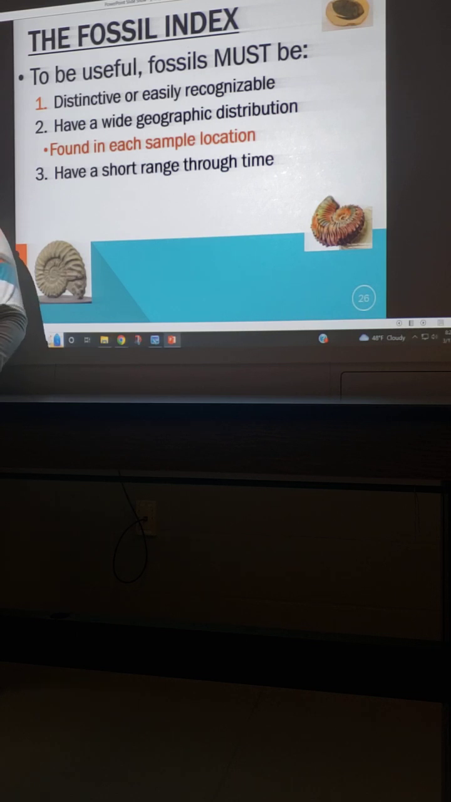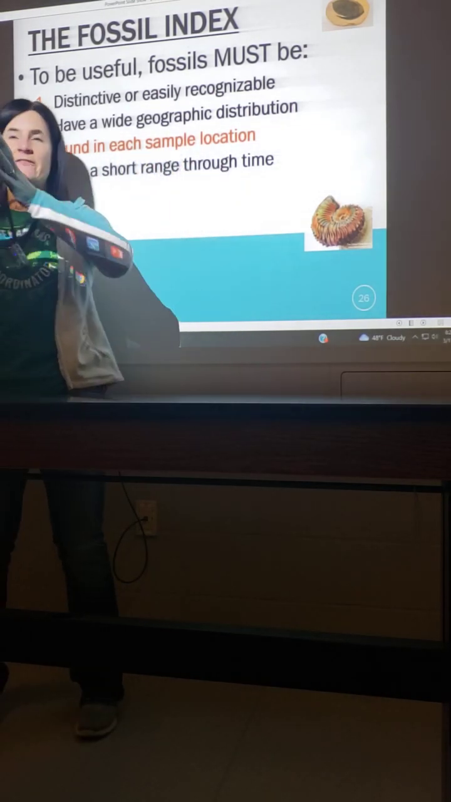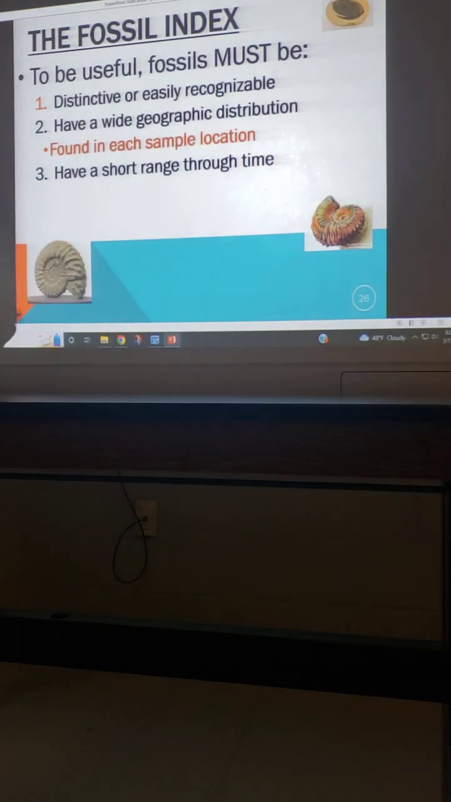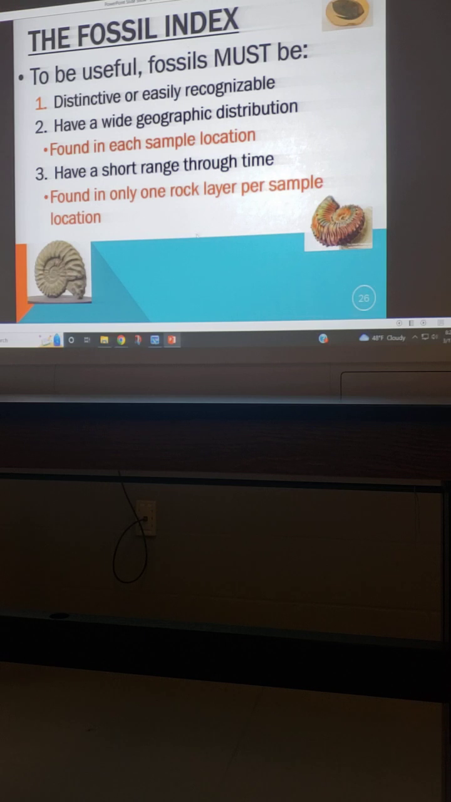And as we start looking at this, it will make sense, right? So it has to be easy to recognize, have a wide geographic distribution, and a short lifetime. I think of a wide geographic range, like found in a lot of samples, but in a short amount of time, okay? Not found in a bunch of different layers. And so you really only want to find the fossil in one layer per dig site or per sample location.